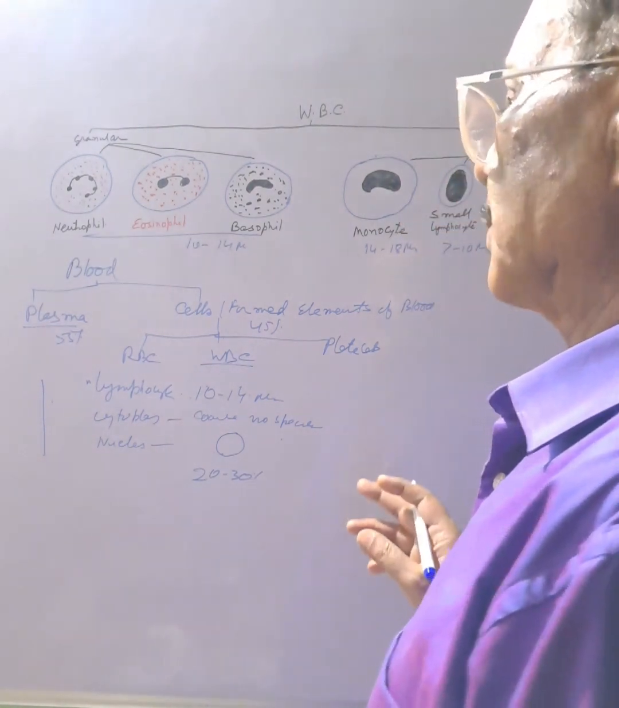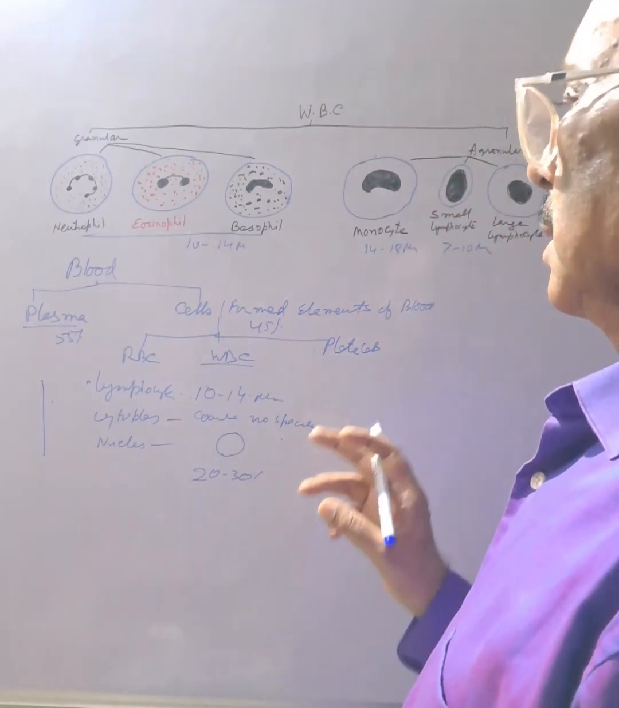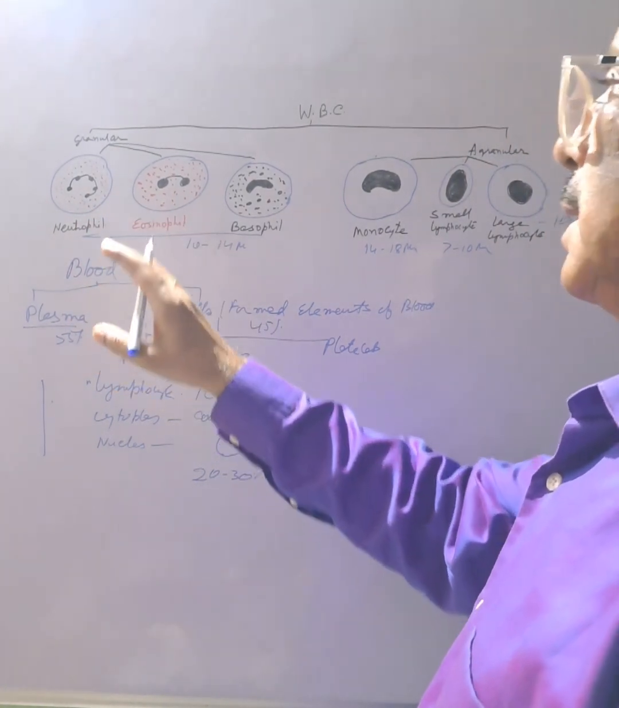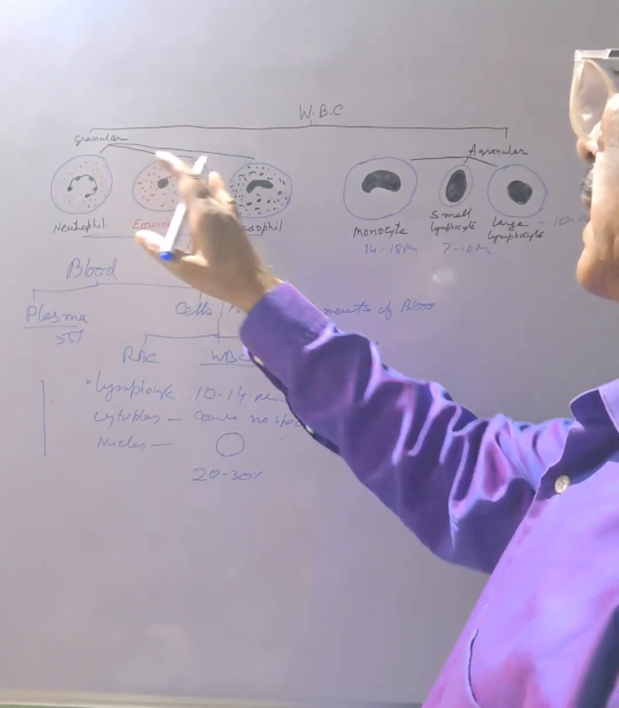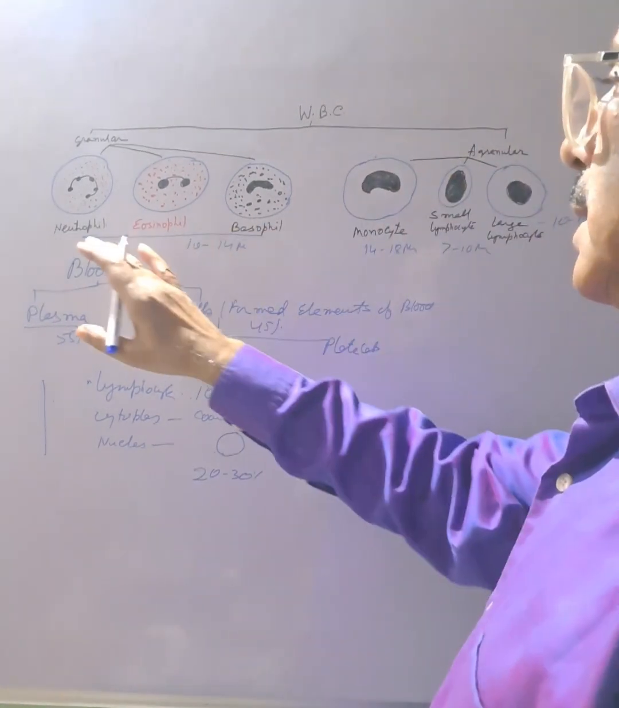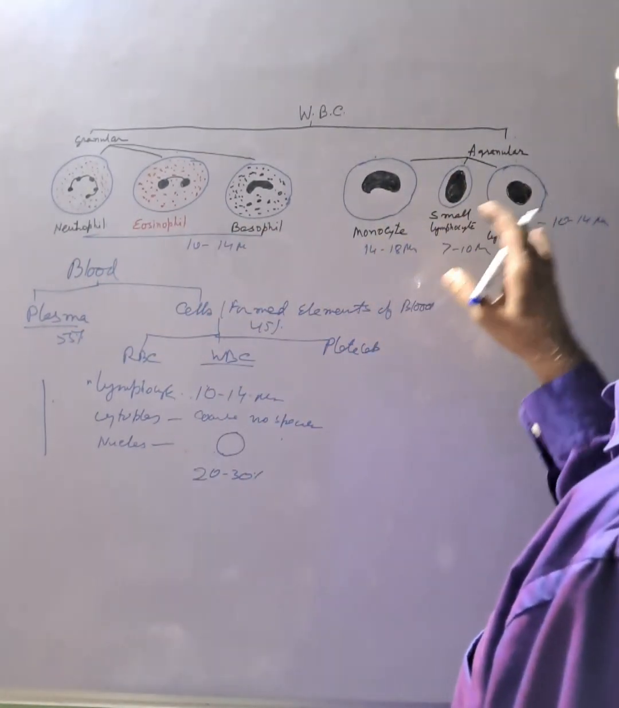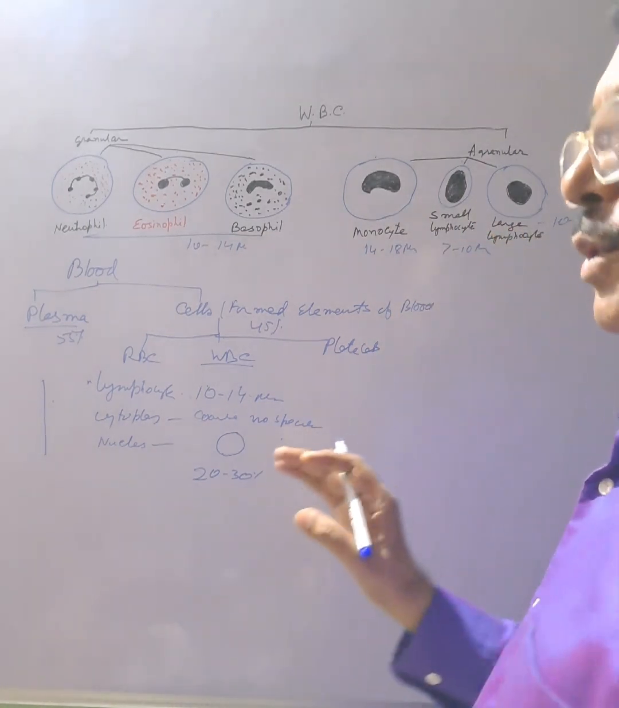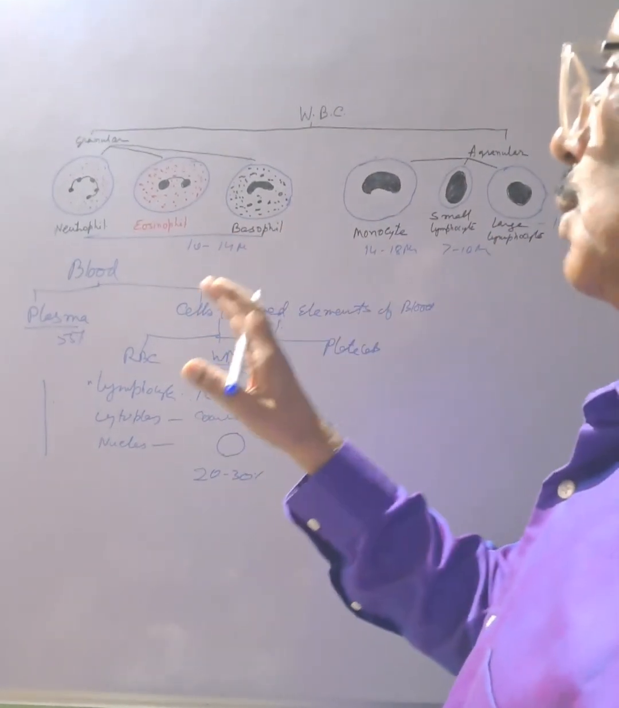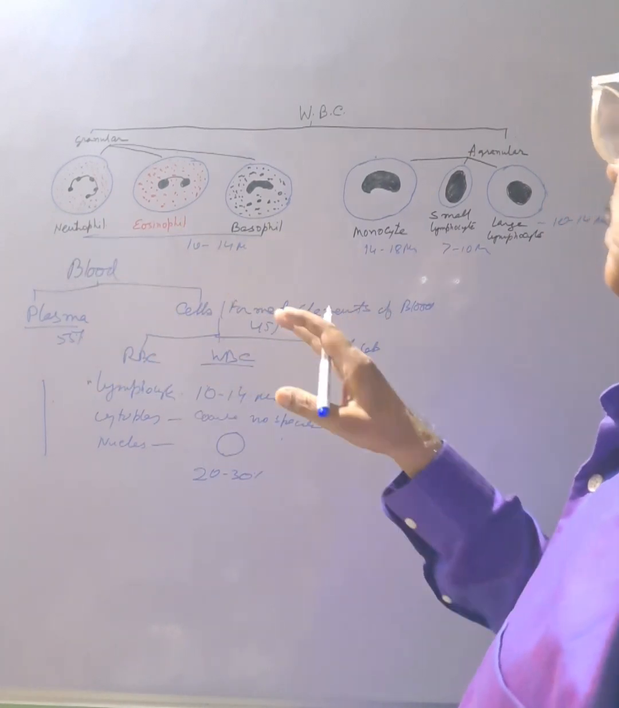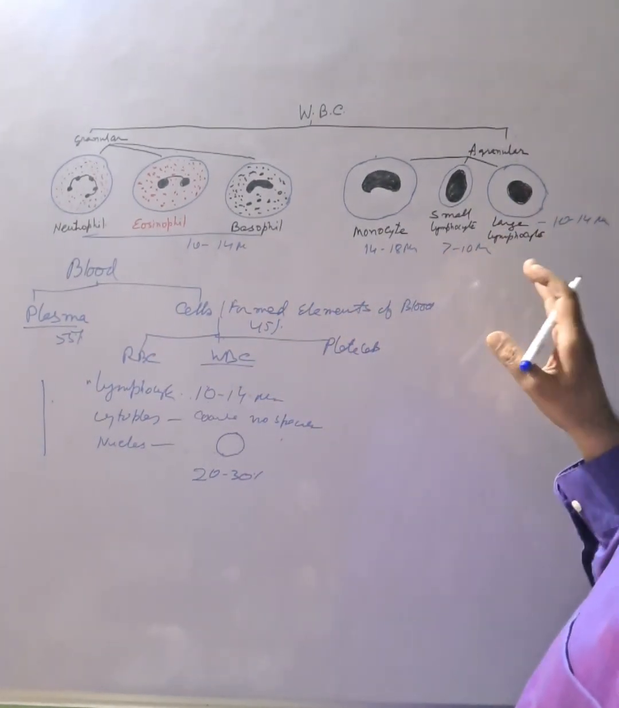What are the different types of WBC? Number 1, neutrophil. You may say directly, or you may say it is of two types, granular and agranular. In granular: neutrophil, eosinophil, basophil, and in agranular: monocyte and lymphocyte. You may say 5 types of WBC are there: neutrophils, eosinophils, basophils, monocytes and lymphocytes.